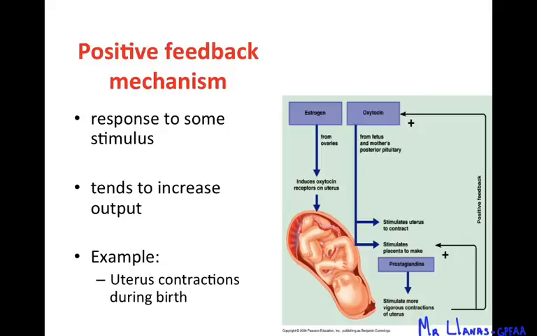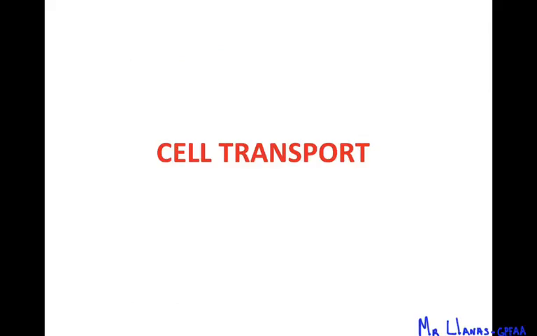This is going away from the equilibrium. Okay, increasing the output. You're increasing it, going away from that equilibrium. So instead of staying at equilibrium or bringing it back, you're increasing it. That's positive feedback, and that's how we maintain homeostasis, or just an example of how we maintain homeostasis in our bodies. Okay, now cell transport is also how this homeostasis process happens.